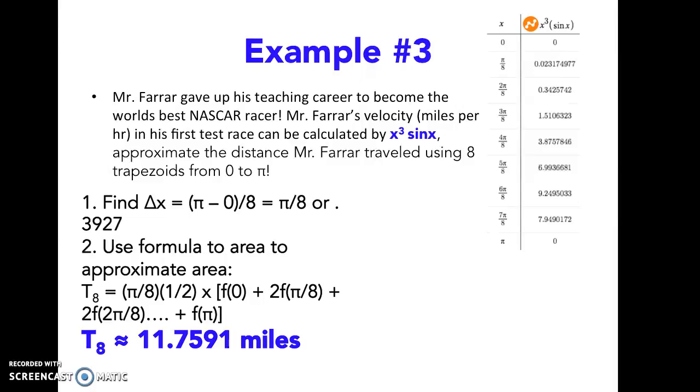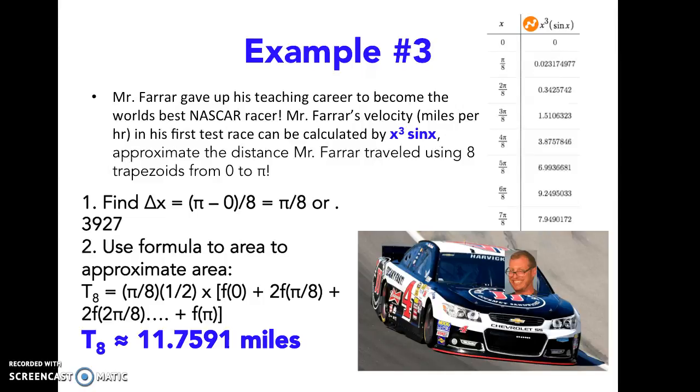So we get T sub 8, because we're using 8 trapezoids, pi divided by 8 times 1/2 times f of 0 plus 2 f of pi over 8, and so on, plus f of pi. And we get T sub 8 equals 11.7591 miles. Unfortunately, Mr. Farrar will have to keep on practicing to get up to a bigger speed. Good luck, Mr. Farrar. Example 4.